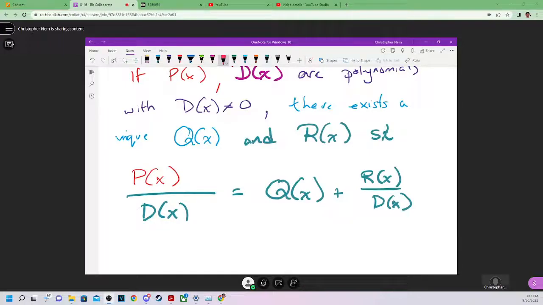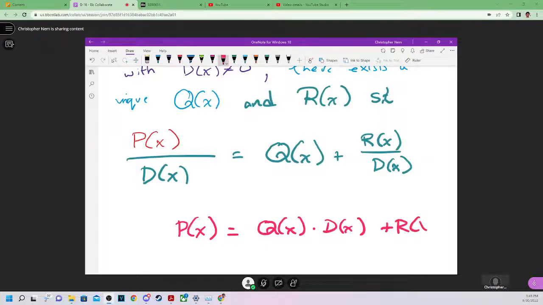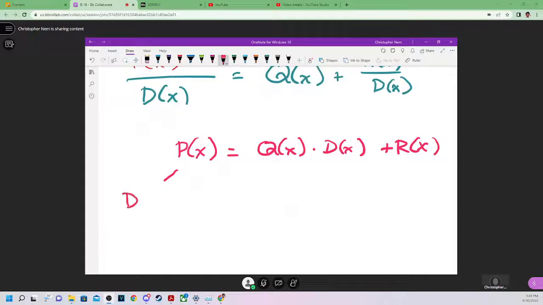You might see it written differently. Some of you might see it as p of x equals q of x times d of x plus your remainder. Either way makes sense. I'm just going to let you know that the p of x is called your dividend. This is what is being divided. Now, d is called a divisor. This is what you're dividing by. Q of x is your quotient. That's the answer you get once you divide the terms out. And r of x is your remainder. These terminologies are important, so you do need to know them.